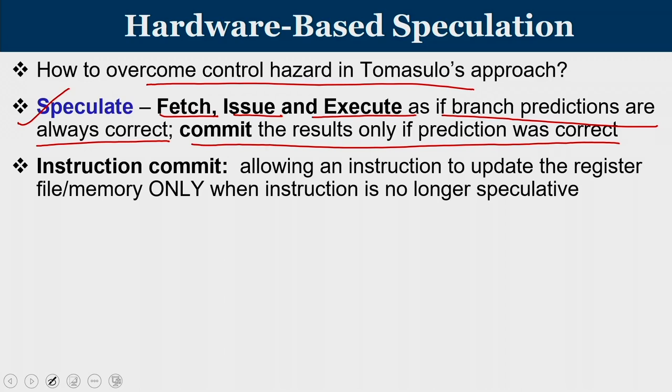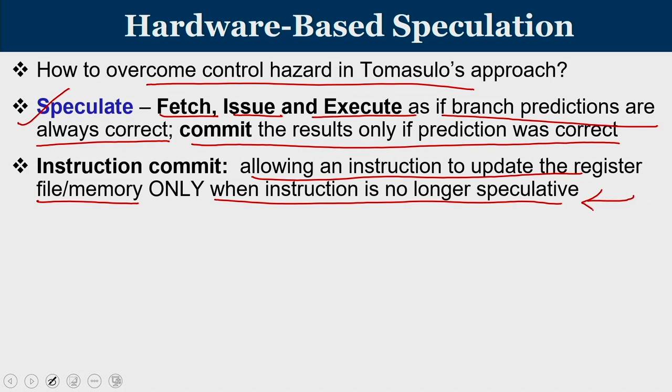So, what do you mean by instruction commit? Instruction commit means allowing an instruction to update the register or memory only when the instruction is no longer speculative. So, think about it. When are you going to update a register? When you have a load operation or an ALU operation where the result is to be written to a register. Similarly, when you have a memory operation like a store operation, you are going to update the memory. This updating of registers and memory should happen only when the instructions are no longer speculative.